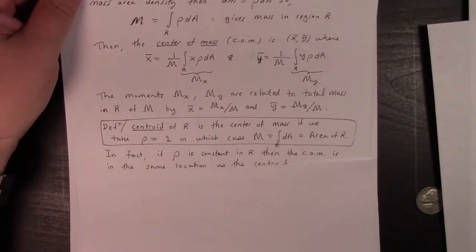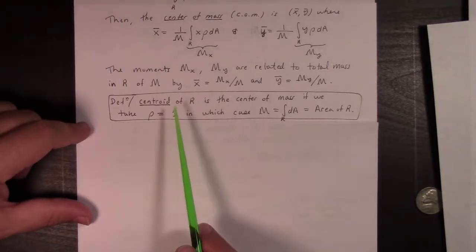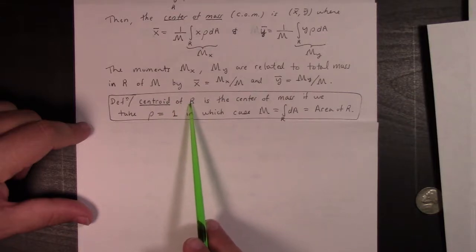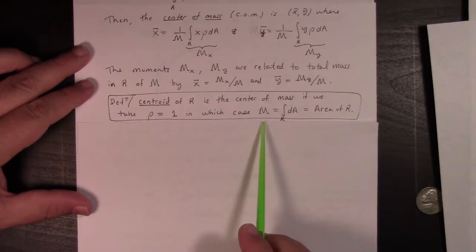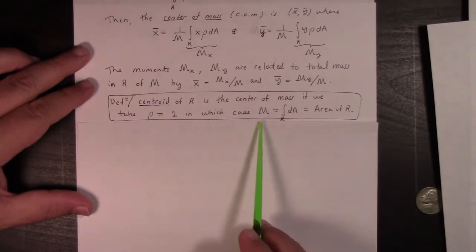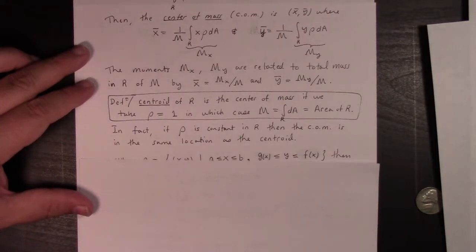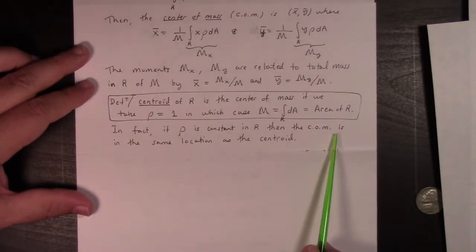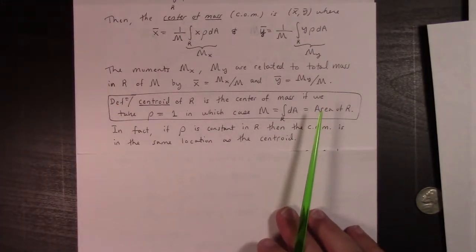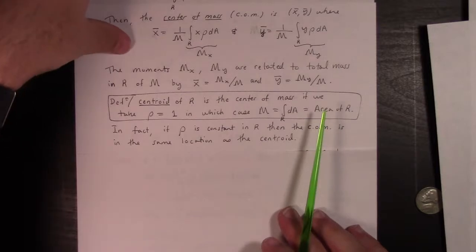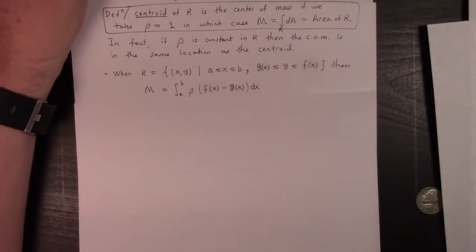In contrast, the centroid is the center of mass if we take the density to be equal to 1. You can also say the centroid of a region is sort of the geometric center. So in that case, if we take the density to be 1, then the total mass is just the area of the region. In fact, if the density is constant, then the center of mass is in the same location as the centroid. But if the density was variable, then the centroid and the center of mass could be in different places.